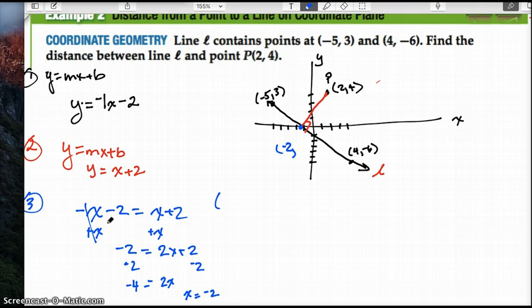We need to find the y coordinate of this point, and I do that by plugging the negative 2 back into either equation. I'm going to do this one just because it's there. y is equal to negative 2, plugging in the x term, and I'm looking for the corresponding y term. I get 0 here. y is equal to 0. So when x is equal to negative 2, y is equal to 0.